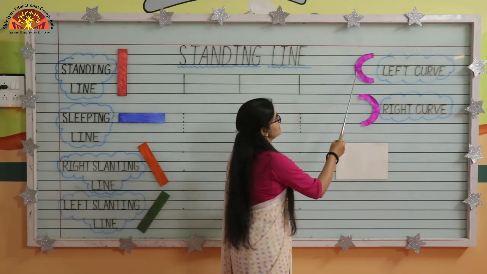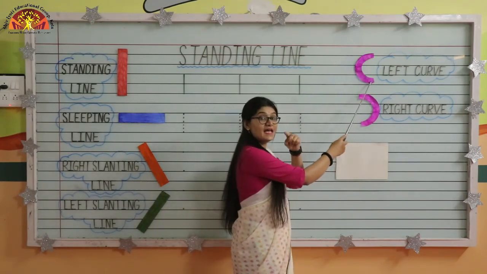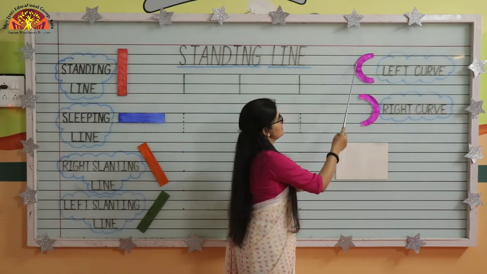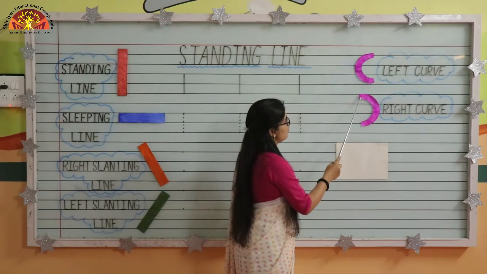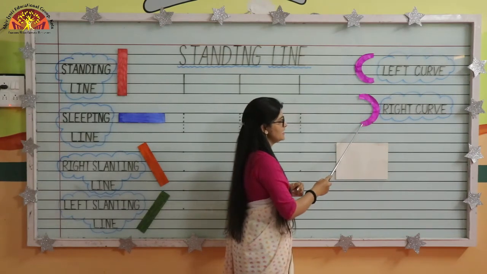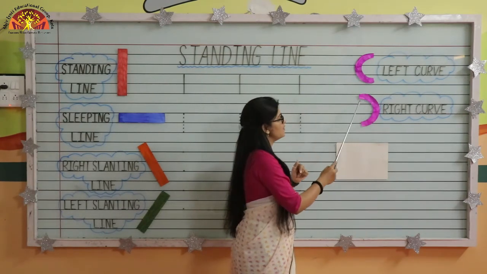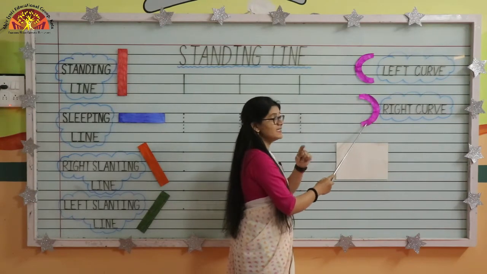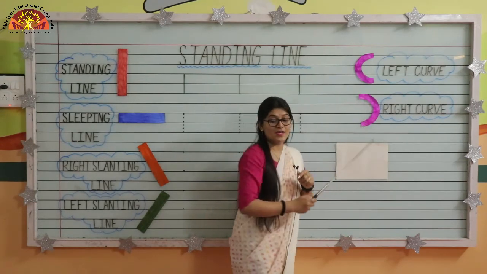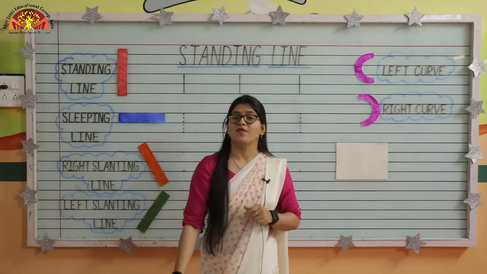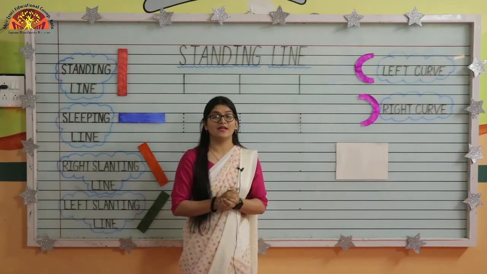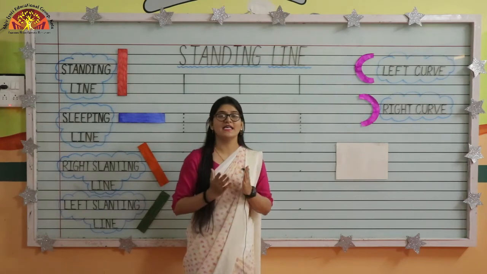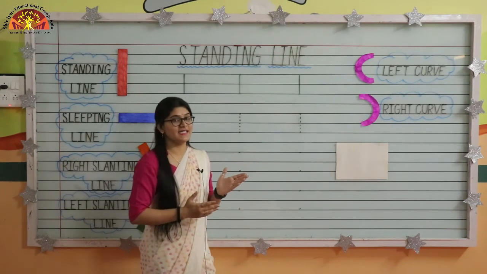Now, what is this? This is left curve. Now, what is this? This is right curve. So, kids, today we are going to learn how to trace and draw standing line.